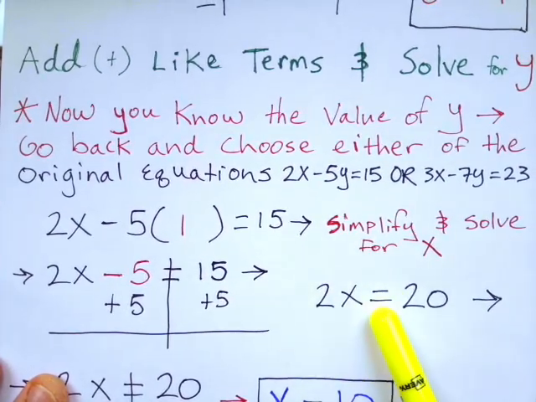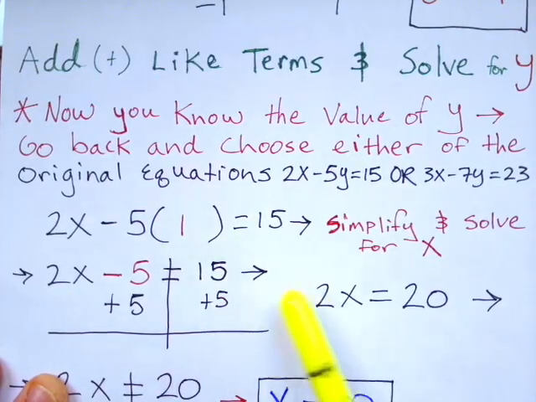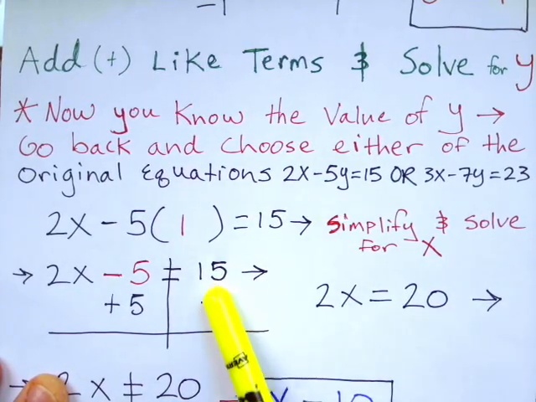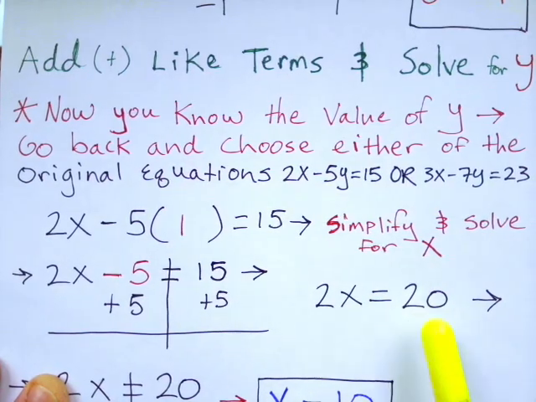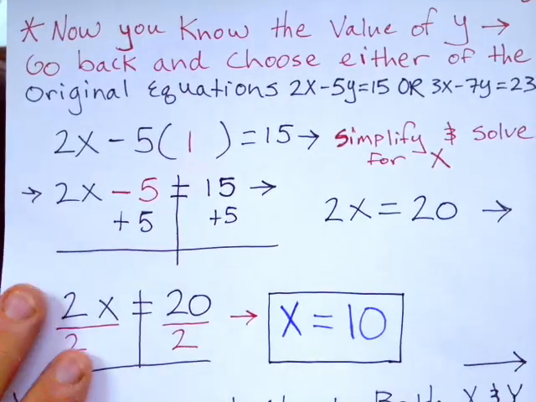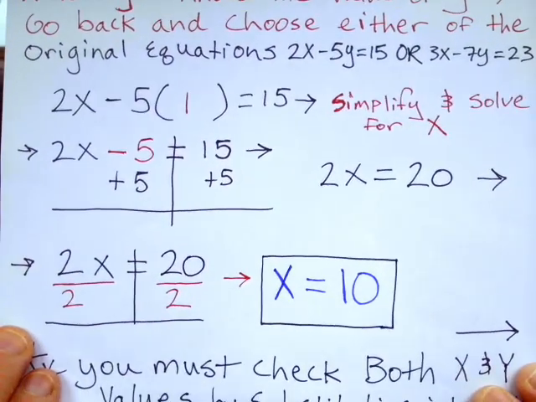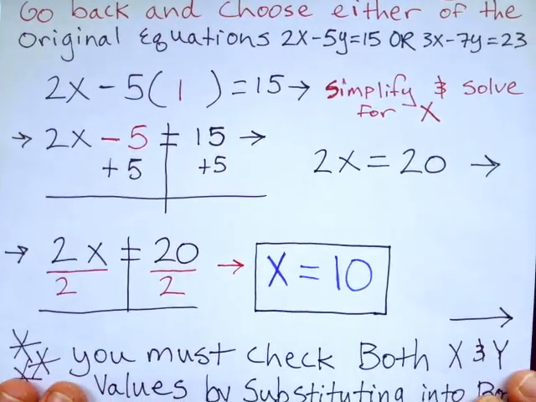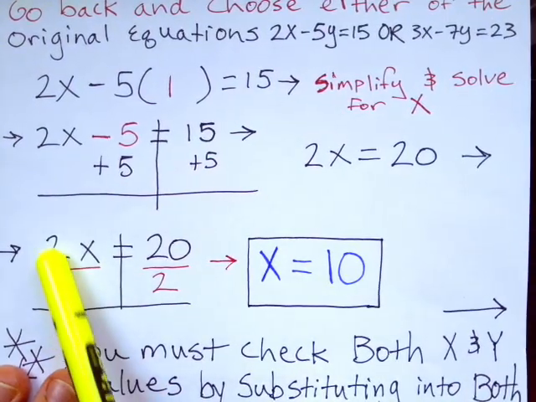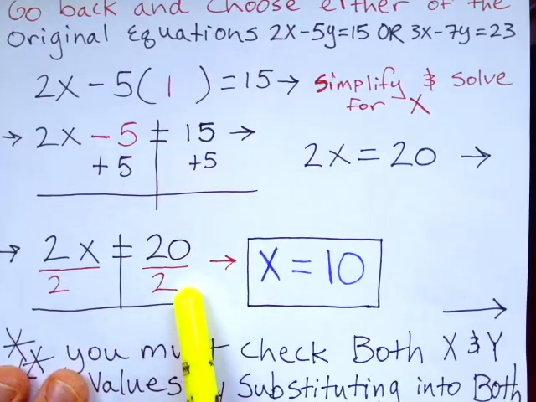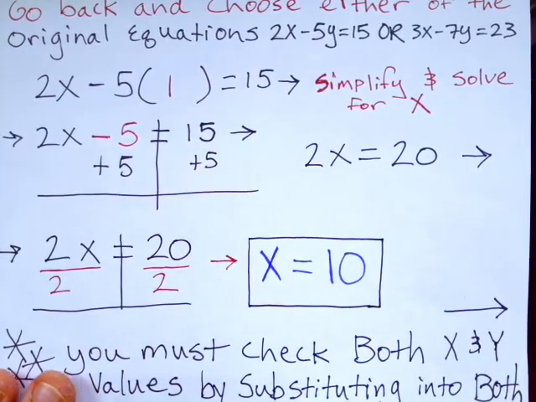So 2x equals 20. 15 plus 5 is 20. Now I do the inverse and the opposite to get rid of the 2. That's to divide 2 to both sides. So 2 divided by 2 is that 1x. 20 divided by 2, and I'm showing you that here, equals 10. So, again, 2 divided by 2 is 1x. 20 divided by 2 is x equals 10.